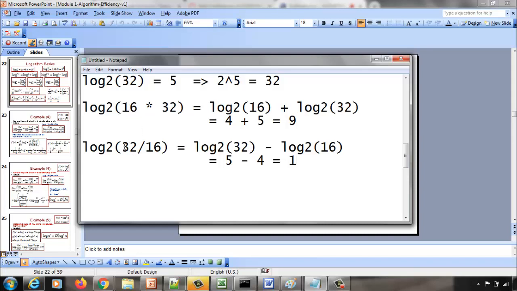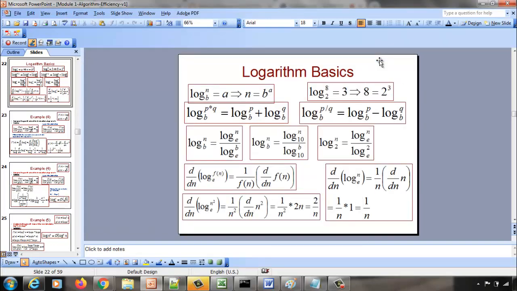And we can see from here, if you do the division right away, 32 divided by 16 is 2, and log 2 to the base 2 is 1, same as what we got. So it's a verification of the formula.